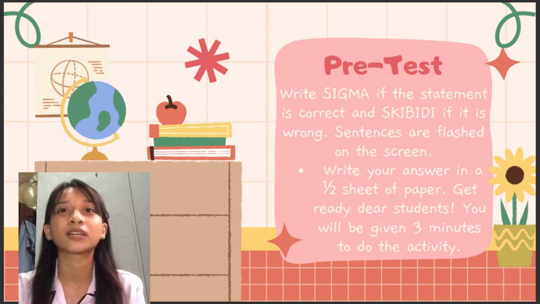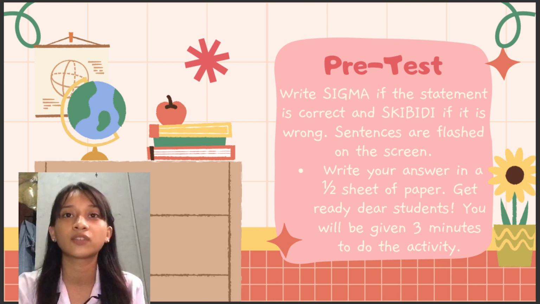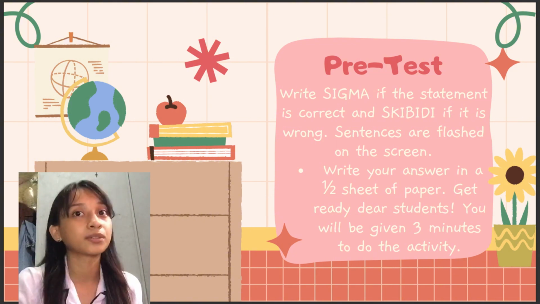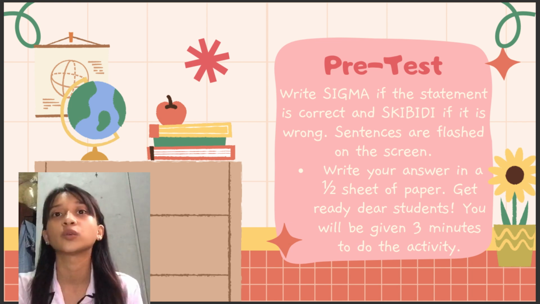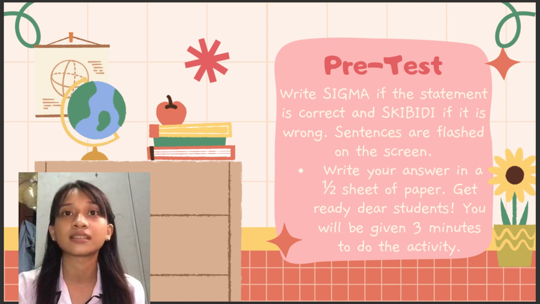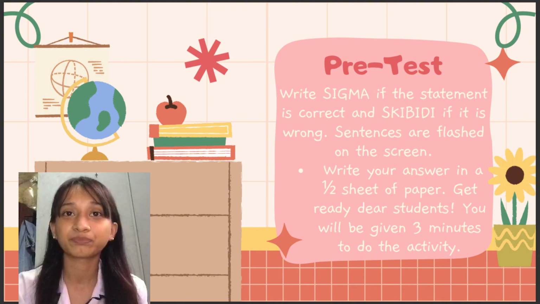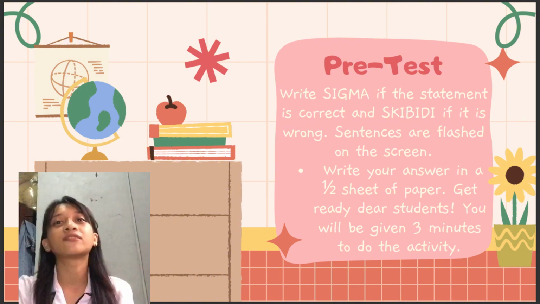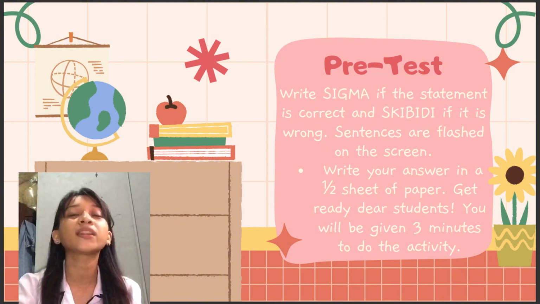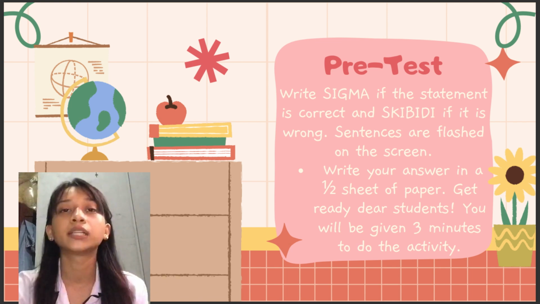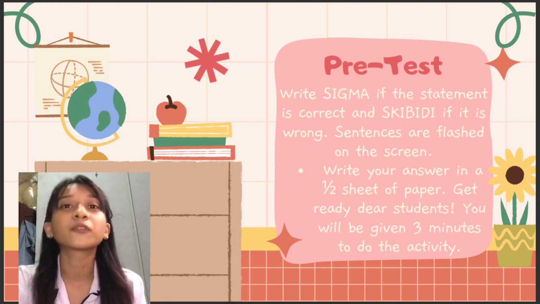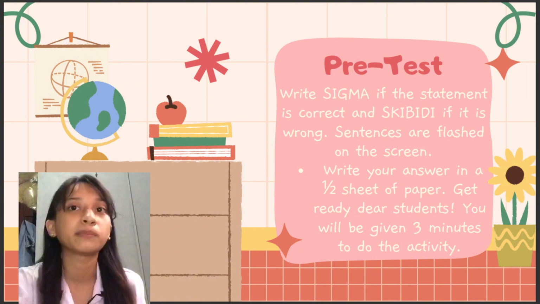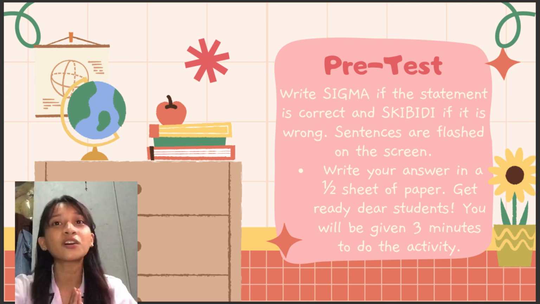Number 1, demonstrative pronouns are identical to the demonstrative determiners. Sigma or skibbity. Number 2, a demonstrative pronoun replaces a noun, meaning that it stands alone as a subject or object of the sentence. Sigma or skibbity. Number 3, a demonstrative determiner modifies a noun, meaning that it appears before the noun, telling you something about it. Is it sigma or skibbity? Number 4, demonstrative or may not be indirect. Who got a perfect score?